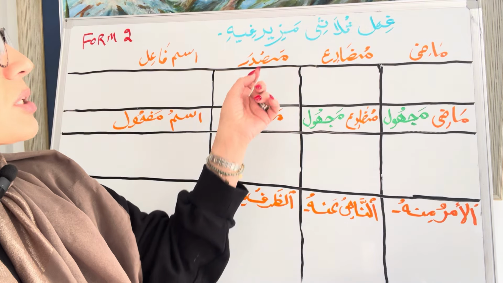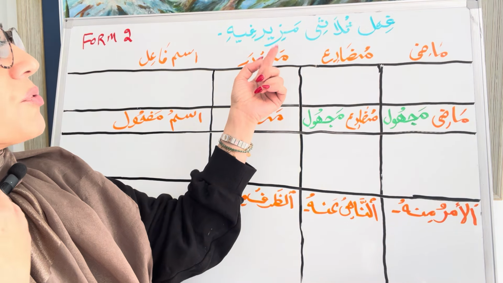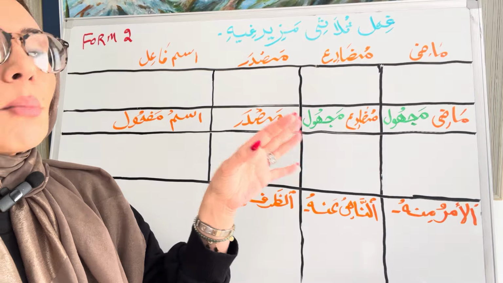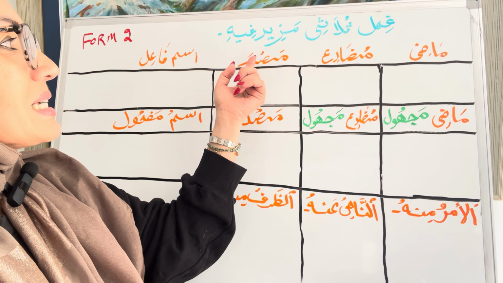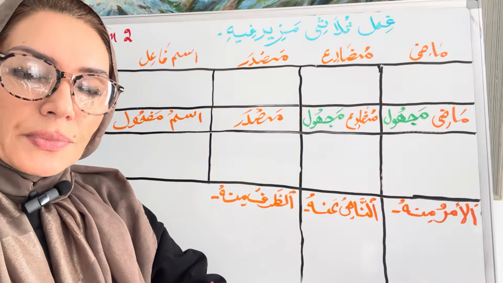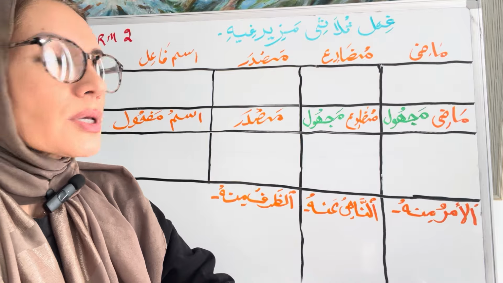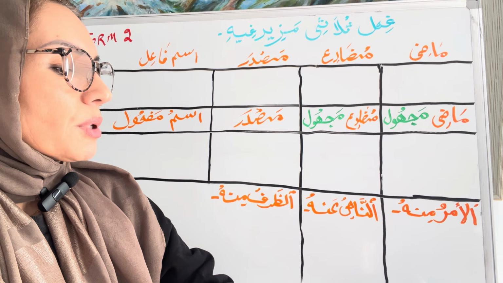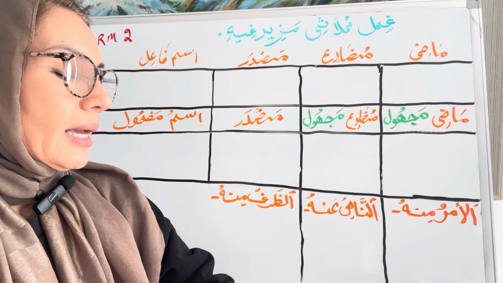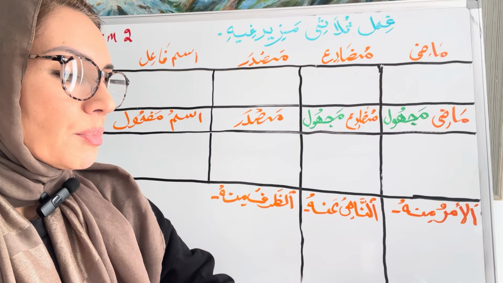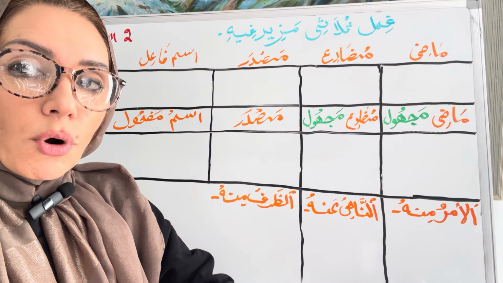But what's extra added here? Before it used to be mujarrad, meaning that was it, nothing was added. But today we're talking about mazid fih, meaning something extra is added to these 3 root letter verbs. So today, inshallah, we're going to be going slowly, and we're going to be talking not only about that, but also about different forms.